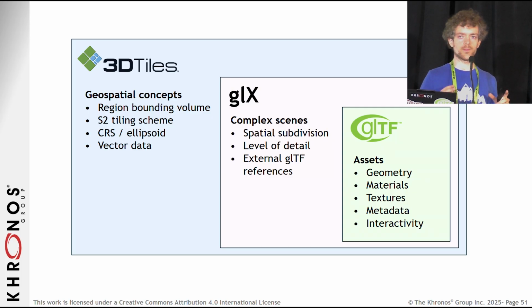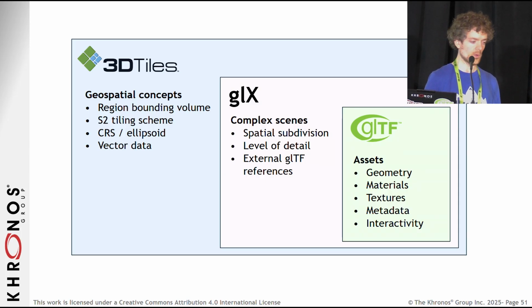And then the layer above that would be 3D Tiles. These would be geospatial specific extensions, for example, bounding volume types that may not be relevant for all use cases, but may be important for geospatial. And then coordinate system information or vector data, just other examples that are geospatial specific.